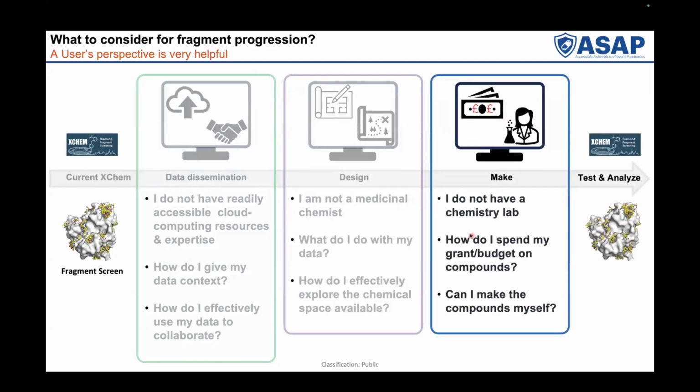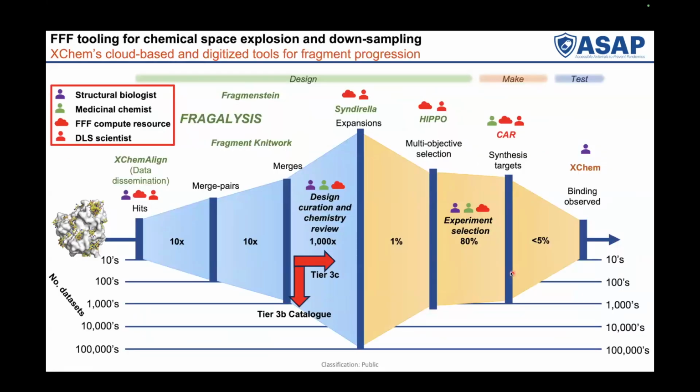On the make bit, not everyone may have synthetic chemists or access to a chemistry lab. The other key bits here are how do they spend their budget grants on compounds. And we also would like to encourage people to actually make the compounds themselves. And I'll explain a little bit more in detail about our digitized chemistry platform in a bit. So collectively, this is the elaboration approach that we're taking with expanding the chemical space from fragment hits.